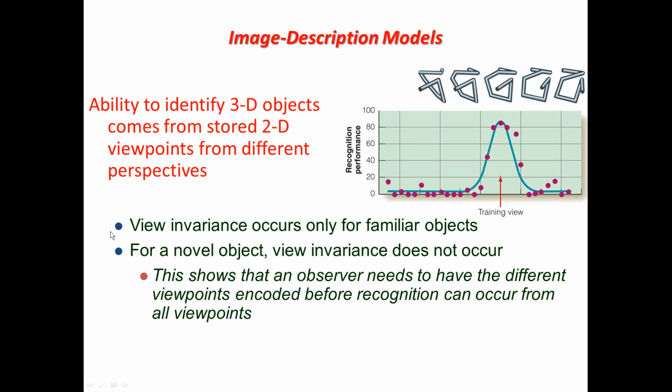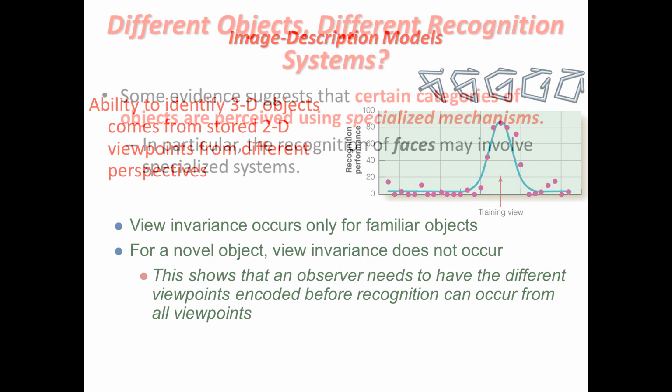And we know that view invariance tends to occur only for familiar objects. If it's a novel object, then view invariance does not occur, and showing the object from an entirely different perspective, it's difficult to match it as the same object. So this shows that an observer needs to have the experience of encoding different viewpoints before they can recognize the same object from different viewpoints and show view invariance. But the good, interesting part of this is that our system can, in fact, do this, and we are, in fact, able to build 3D representations from the 2D inputs on our retina.